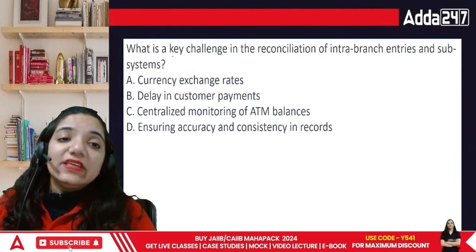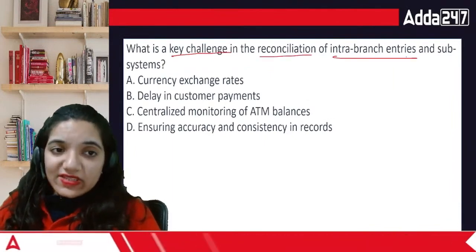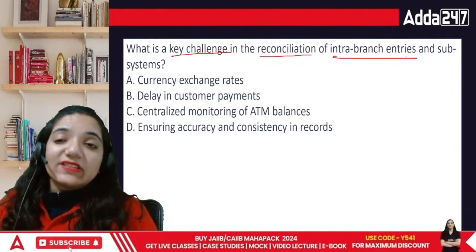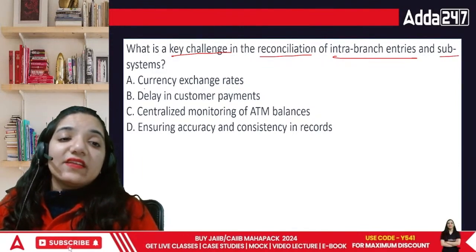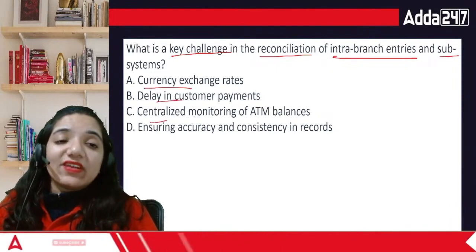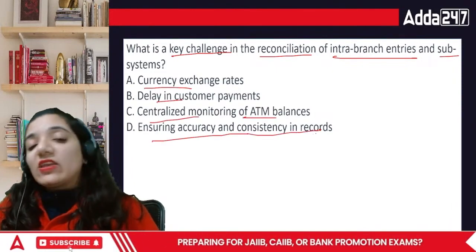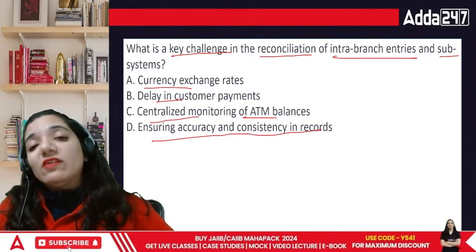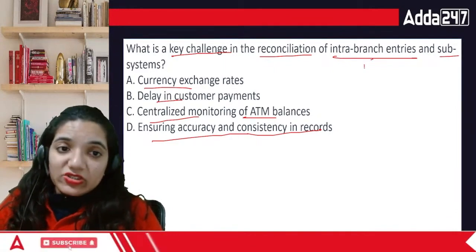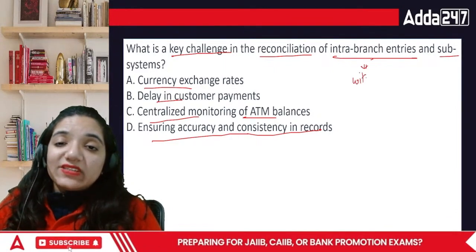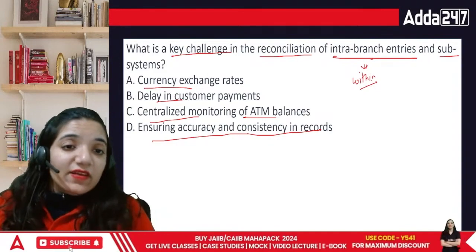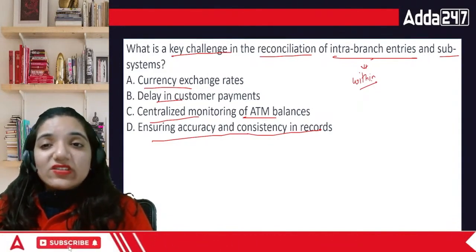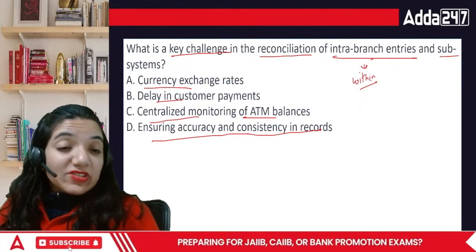Now, what is the key challenge in reconciliation of intra-branch entries? When we are having intra, meaning within the branch, entries are going on and subsystems are also existing. Then currency exchange rates, delay in customer payments, centralized monitoring of ATM balance for ensuring accuracy and consistency in records. Inter means between two, and intra means within the specific branch. So the currency rate issue is basically there only in forex, you know. Then delay in customer payments can affect you, but I cannot say this is an intra-branch or subsystem issue.